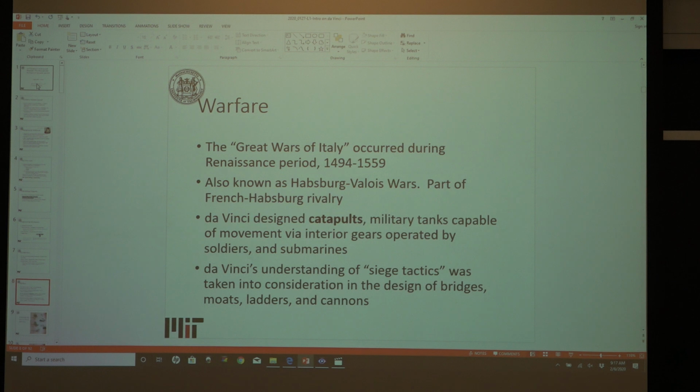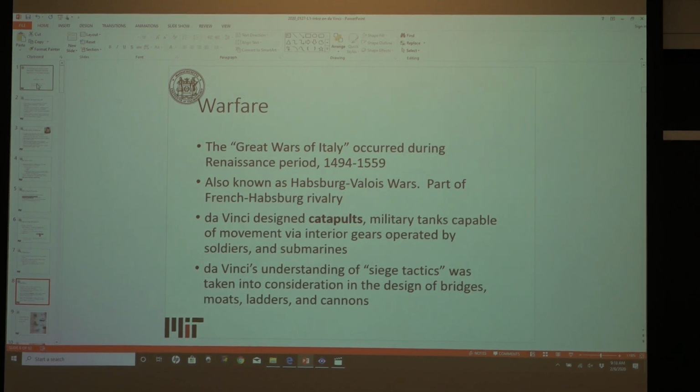So, a background on the wars that were going on. They were referred to as the Great Wars of Italy, and they went on for about 60 years. They were also known as the Habsburg-Valois Wars. This was a time where there was a lot of fighting between France and Italy. So this had to do with the royal families in the various countries.